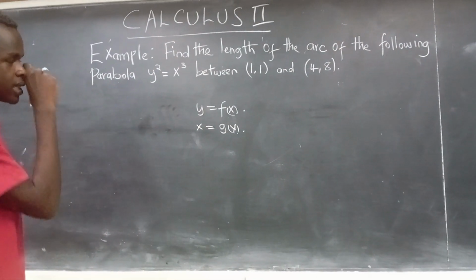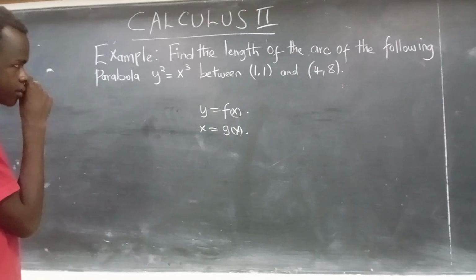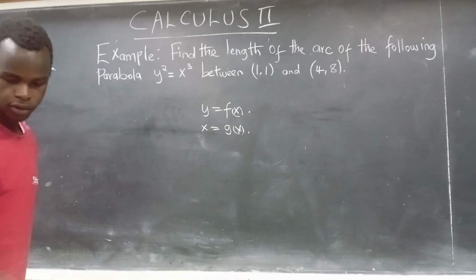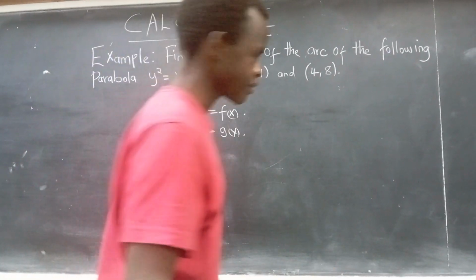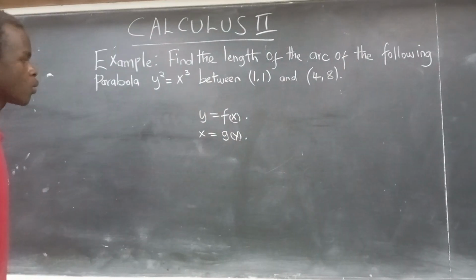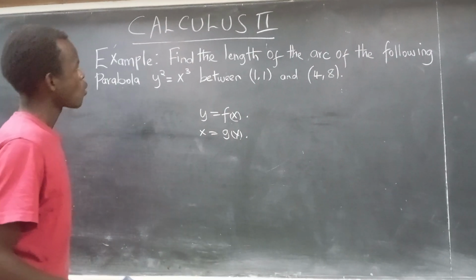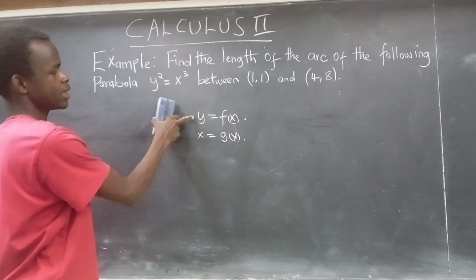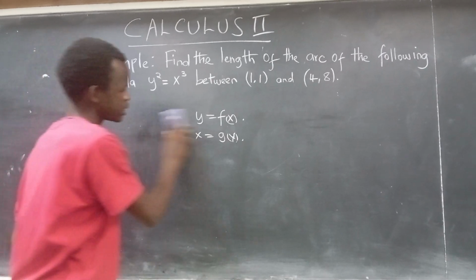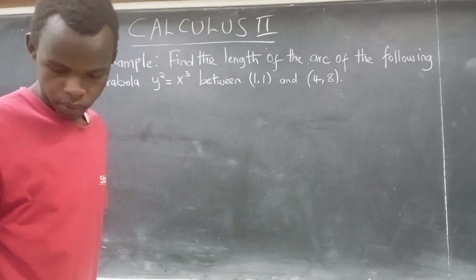So from here we'll sketch a graph to show this information. We'll have to sketch a graph, then determine whether the function is this or this. So we'll sketch the graph.